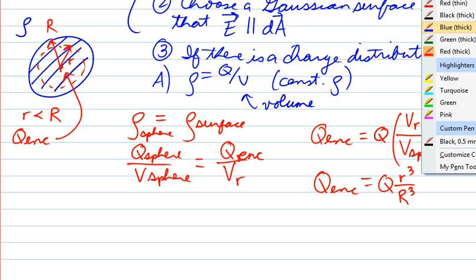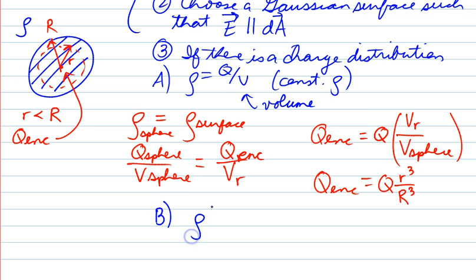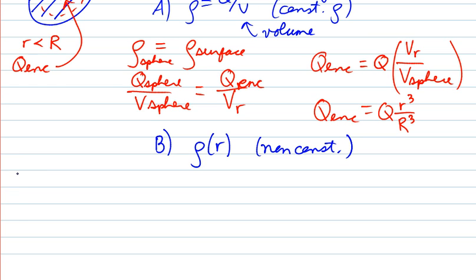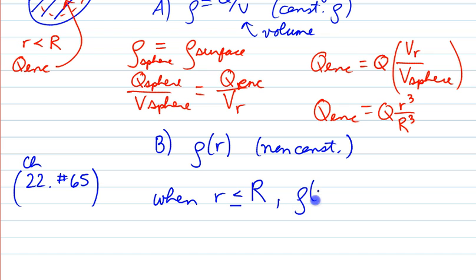The tricky thing occurs when rho is actually a function of the radius. So this is not constant. And in this case, you just have to use calculus and integrate. So for an example, let's look at problem, so chapter 22, number 65. And so what this is a charge distribution where when r is less than or equal to big R, rho of r is given by rho naught times 1 minus little r over big R.